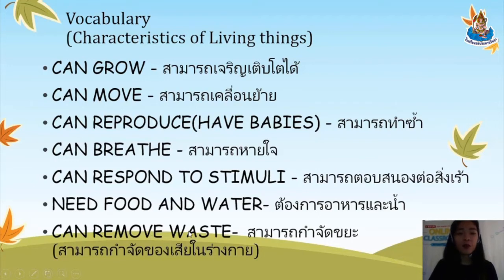can remove waste. Again, for the vocabulary of the characteristics of living things, we have can grow, can move, can reproduce, can breathe, can respond to stimuli, need food and water, and can remove waste. So we have 7 characteristics of living things. So let's see in the following slides what these characteristics are.